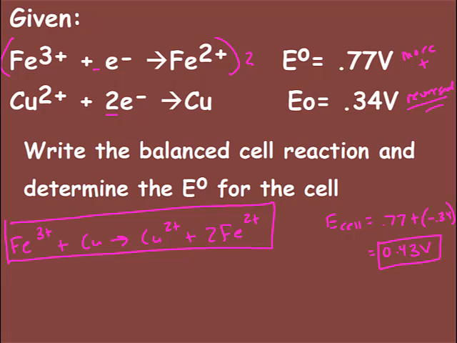Remember that your electrons are going to cancel. That's why I didn't write the electrons. But I should have 2 and 2, which would cancel them out. I should not have electrons in my overall balanced equation.